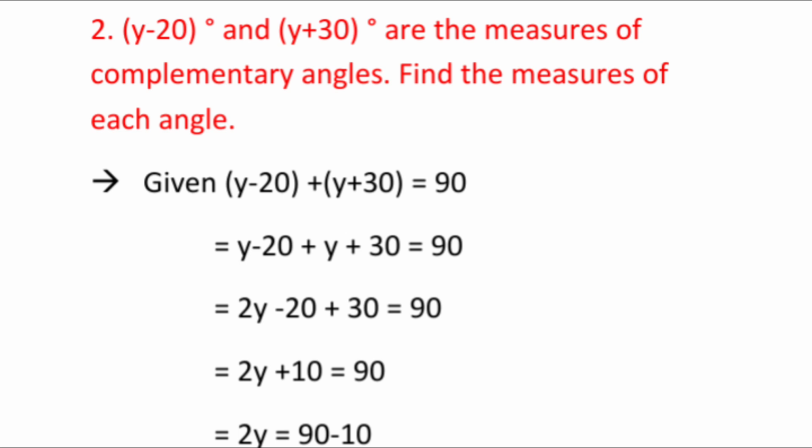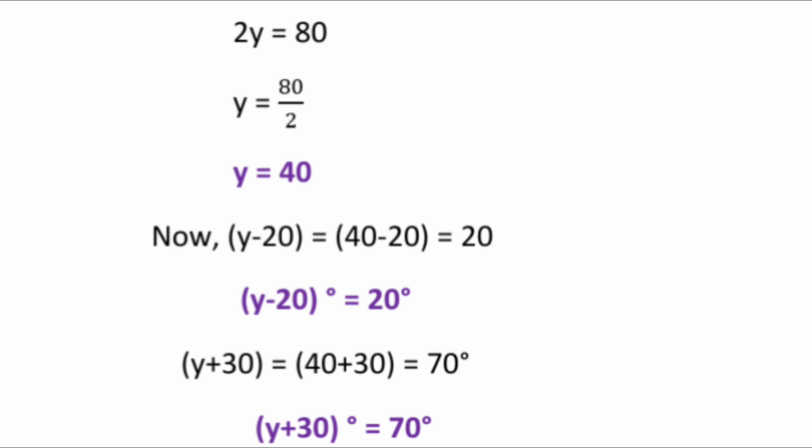Now both these y's are positive. So y plus y is 2y. Then minus 20 as it is. Then plus 30, which is equal to 90. Now 2y, minus 20 plus 30 is plus 10. 30 minus 20 is 10. Therefore 2y plus 10 is equal to 90. Then this plus 10 will be shifted to the right hand side and will become minus 10. Then 2y is equal to 90 minus 10. 90 minus 10 is 80. 2y is equal to 80.